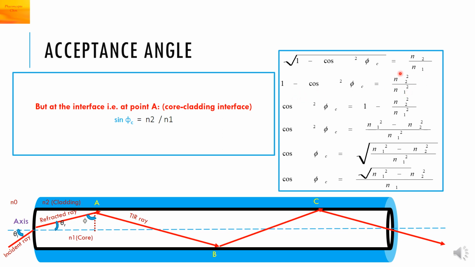Then we can bring this term on this side and cos square phi c will go on the other side. So cos square phi c is equal to 1 minus n2 square upon n1 square. Cross multiply this, you will get n1 square minus n2 square upon n1 square. Then take the square root of this equation. Square root of n1 square can be written as n1. So you have got cos phi c is equal to square root of n1 square minus n2 square upon n1.